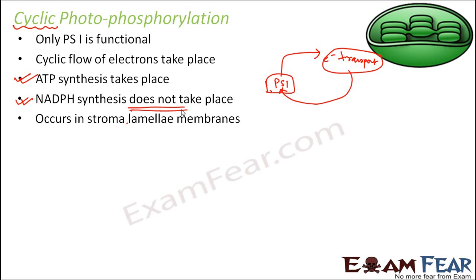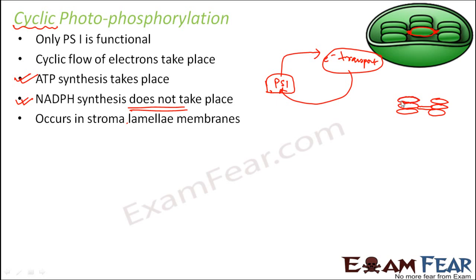Where does it occur? It occurs in the stroma lamellae membranes. In the thylakoid membranes, non-cyclic photophosphorylation occurs. And where is the stroma lamellae? These are the joints, and they also have a membrane. For example, this is how it is. These are the thylakoids, the stacks, and they are connected by the stroma lamellae.